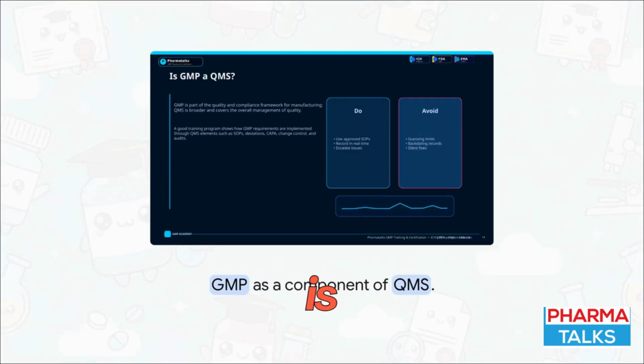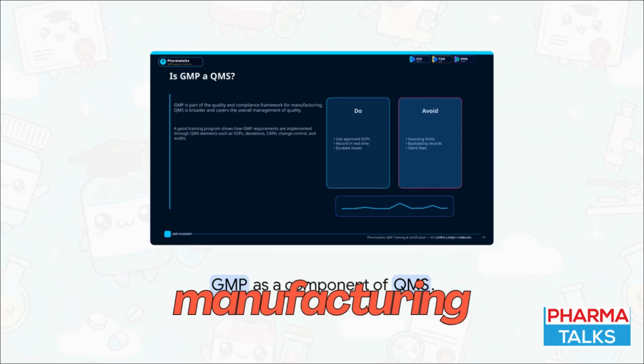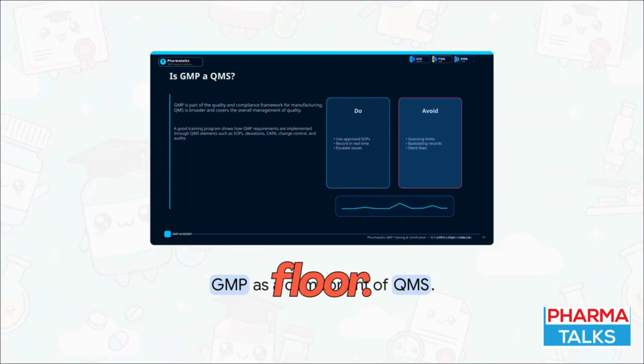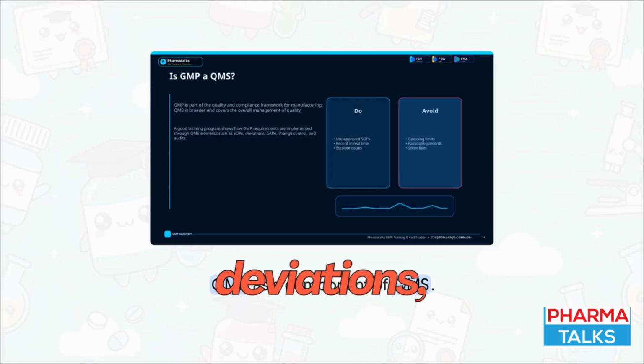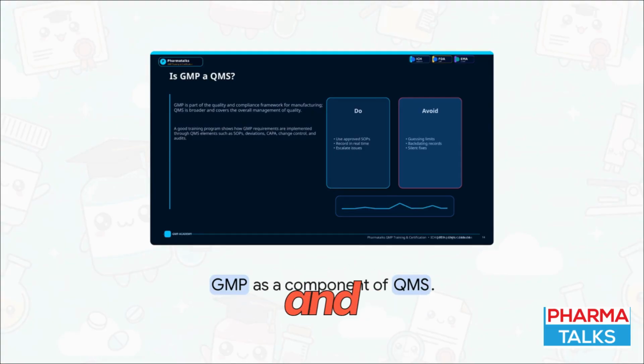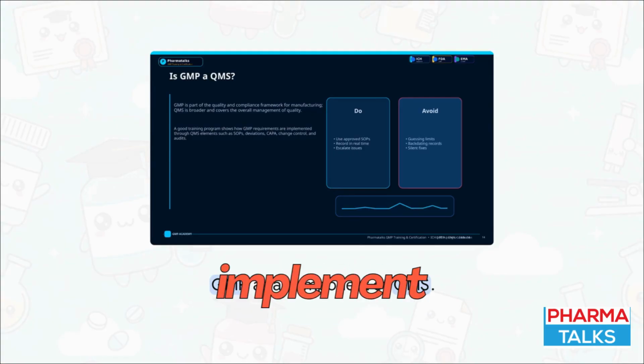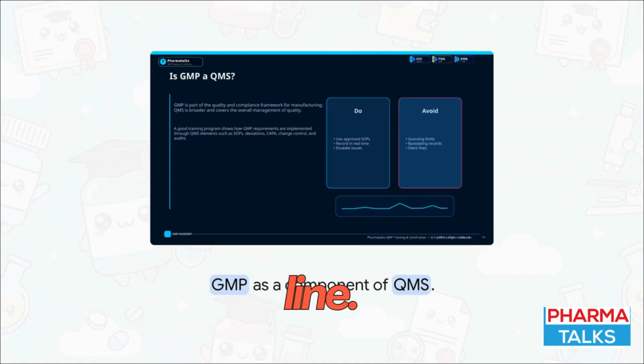Now, you might ask, is GMP the exact same thing as your quality management system or QMS? Actually, no. GMP handles the very specific manufacturing compliance right there on the shop floor. Your QMS, though, is the broader umbrella. It covers the overall management of quality across the entire company, stuff like handling deviations, executing CAPA, corrective and preventive actions, and managing overall change control. So think of GMP as the way you implement your QMS on the production line.